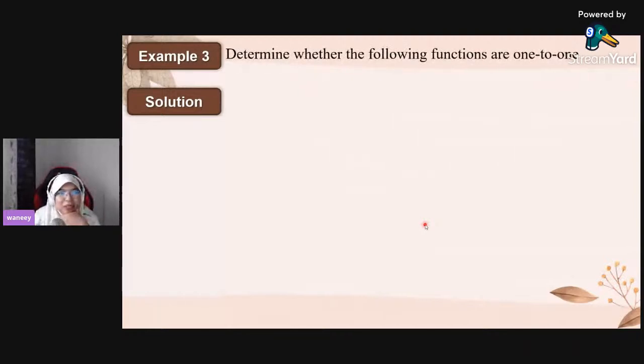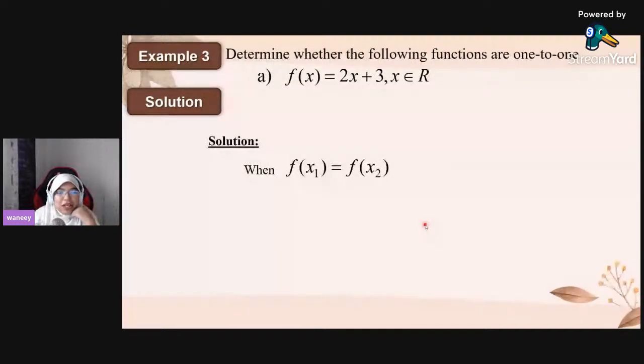Okay, so now determine whether the following functions are one-to-one. Okay, so just now we were doing a graphical method where we did a horizontal line test. So now this is by using the algebraic method. Okay. So f(x) equal to 2x plus 3 for x in real numbers. We have to determine whether it is a one-to-one function, but this time by using the algebraic method, so we have to start from f(x1) equal to f(x2).